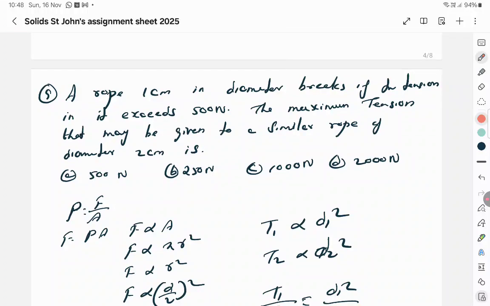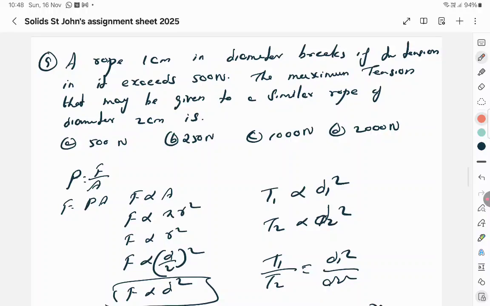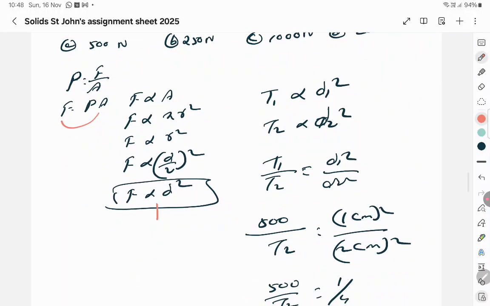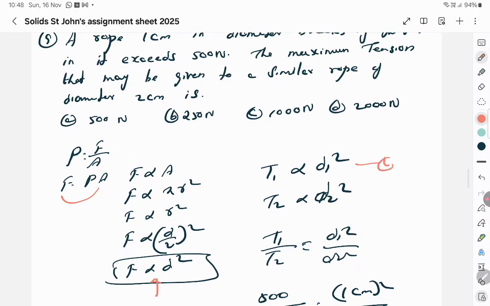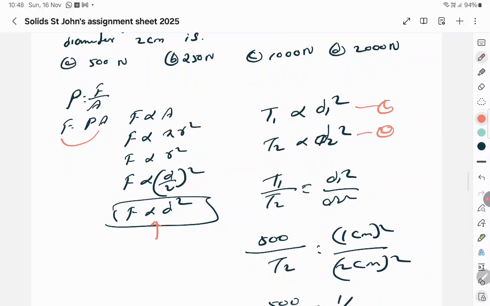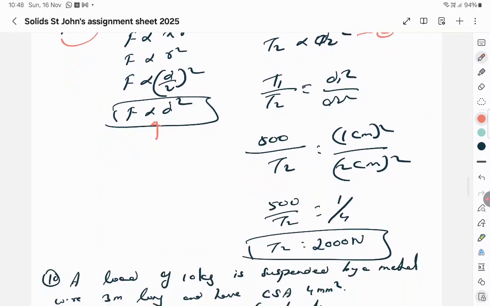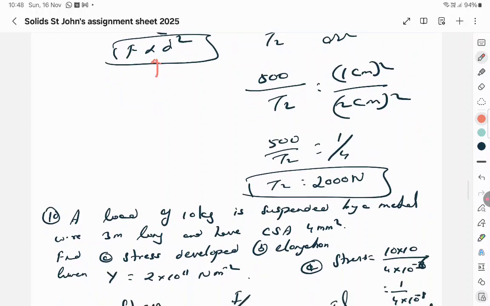A rope 1 centimeter in diameter breaks if the tension in it exceeds 500 newtons. What is the maximum tension that can be given to a similar rope of diameter 2 centimeter? Force is proportional to area. P is equal to F by A, F is equal to P into A. Force is always directly proportional to area. So F is proportional to pi r square, but substitute r as D by 2. So still F is also directly proportional to D square. So tension T1 is proportional to D1 square, tension T2 is proportional to D2 square. Divide it, you get it like this. Substitute the tension's value, D1 and D2 you know, substitute it and get the answer.